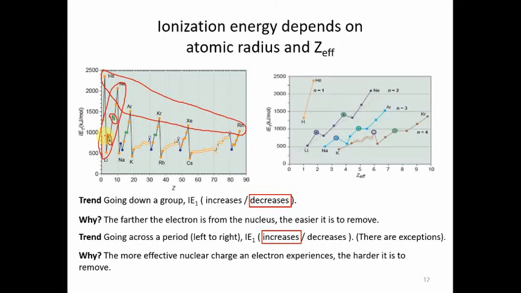Another way of looking at this is the ionization energy as a function of the effective nuclear charge. What we see here is what we just said, that as the effective nuclear charge increases, going from left to right in a period, the ionization energy also increases generally.